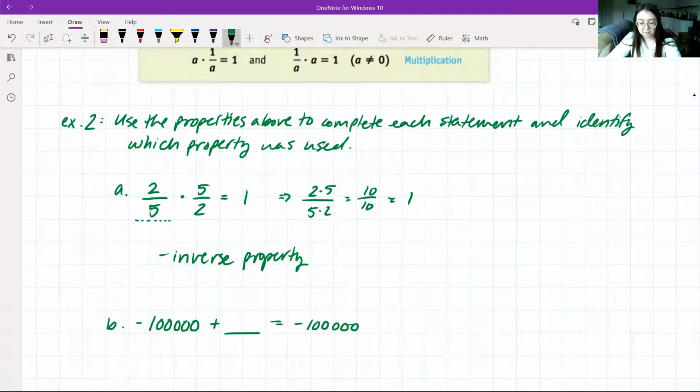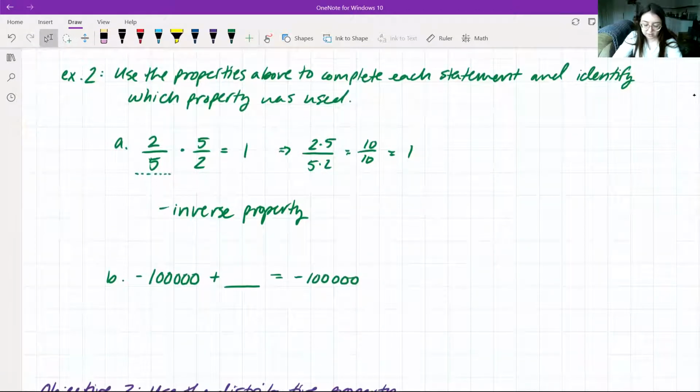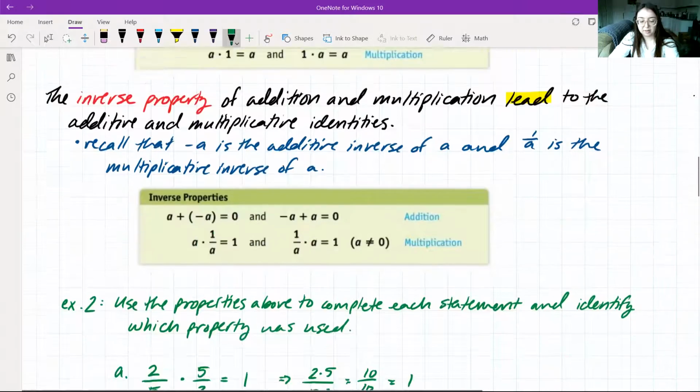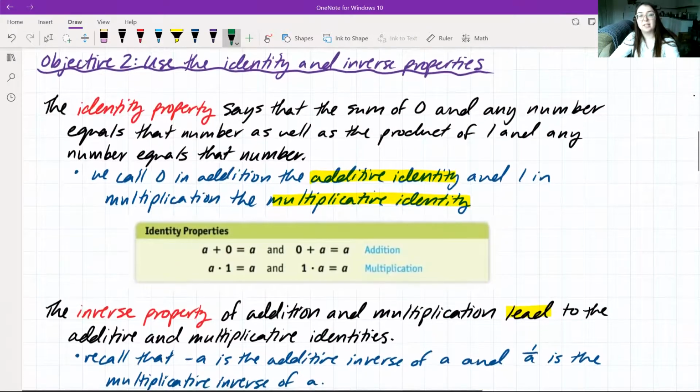And now for part B, we have negative 100,000 plus blank is equal to negative 100,000. Well, if we started with one number and then we added some number and we got that same first number as our answer, we know that the only number that would make this statement true would be 0. So if we added 0 to a number and we got that final number, this means we're using our identity property.